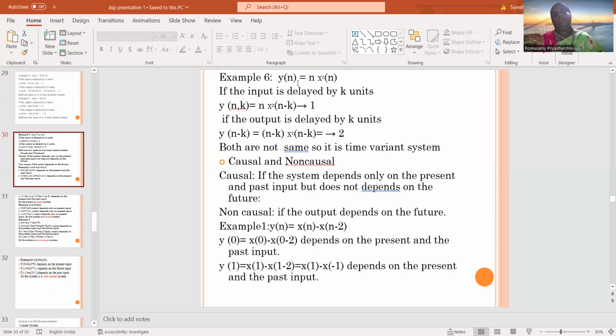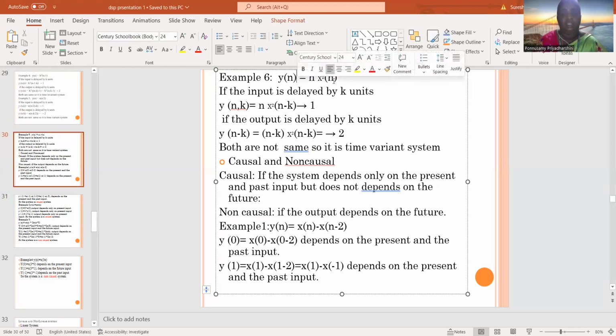The last example is y of n is equal to n into x square of n. Here, if the input is delayed by k units, I will first get n times x square of n minus k. But if the overall response is delayed, it means n minus k times x square of n minus k. So both are not the same. It is called a time variant system.